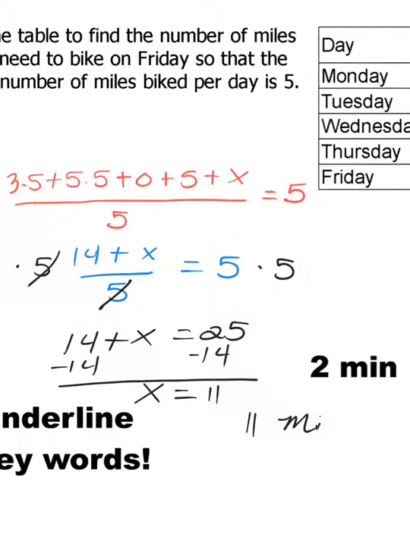I looked at this problem and I saw the word mean. Mean is average. So I'm going to take the average of my miles biked, including the one on Friday that I don't know. I'm going to add them together and divide by the total. There are 5 days in the week, so that's why I divided by 5. Why did I set it equal to 5?